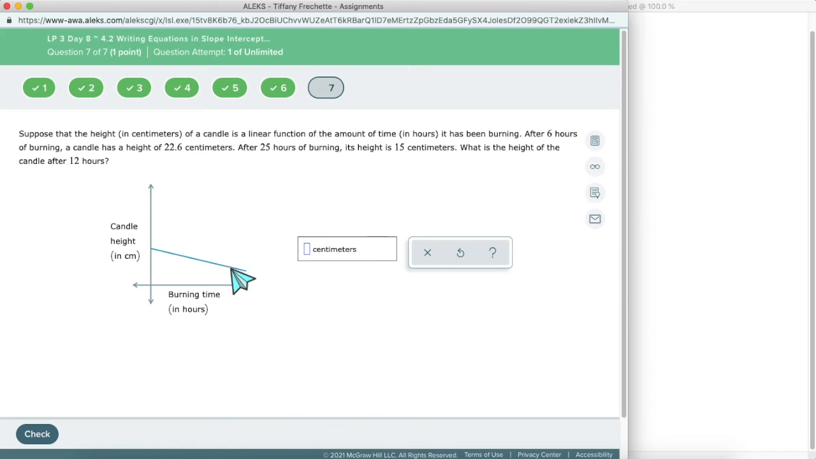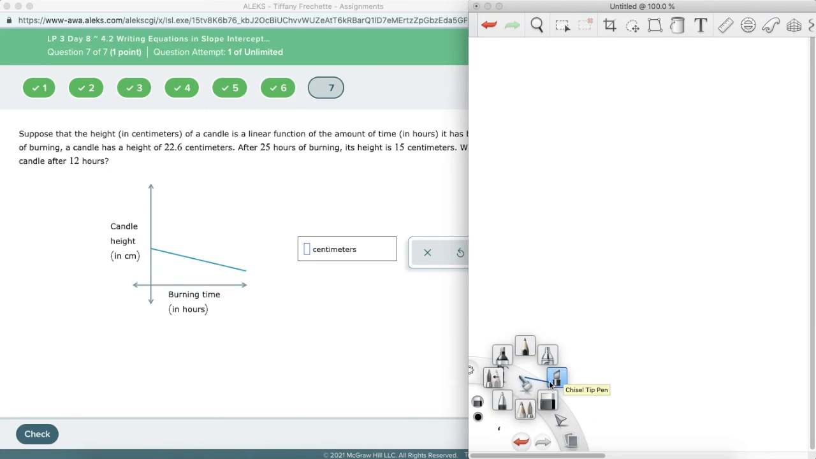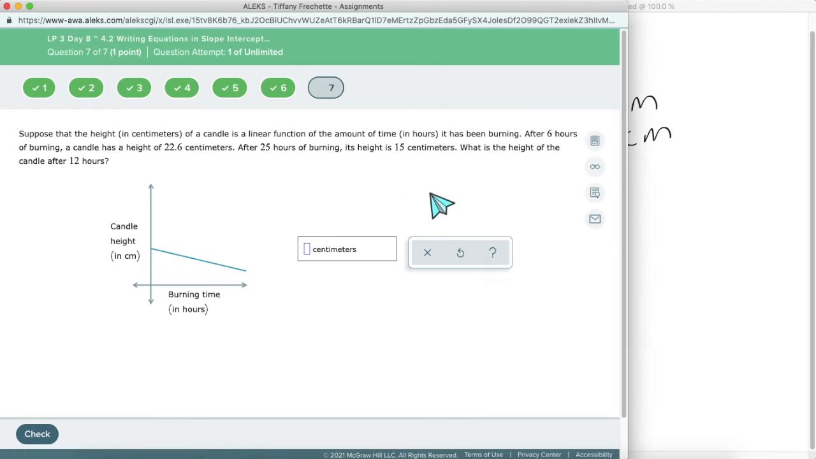After 6 hours of burning, a candle has a height of 22.6 centimeters. After 25 hours of burning, it has a height of 15 centimeters. What is the height of the candle after 12 hours? Well, we need to know at what rate it's burning here, right?